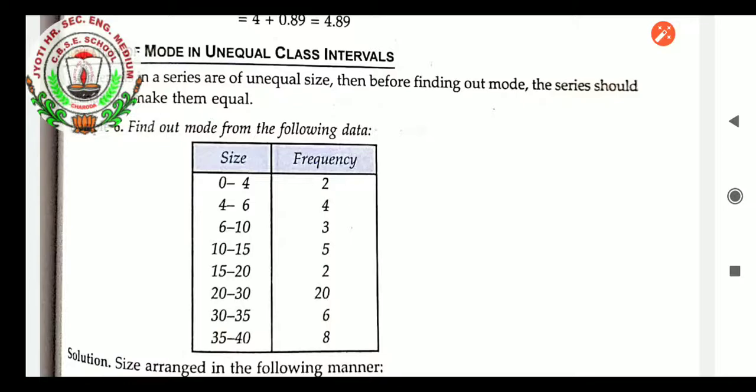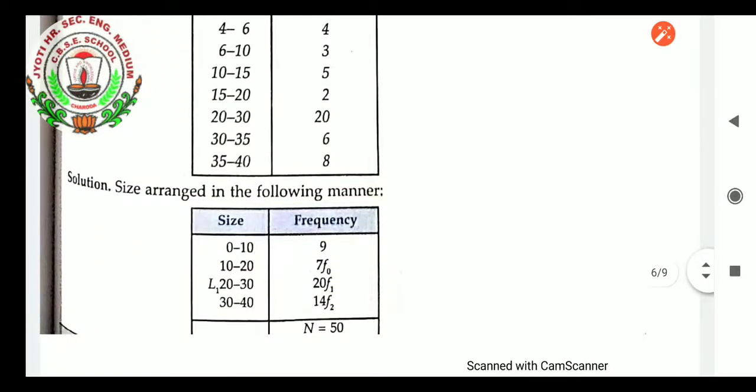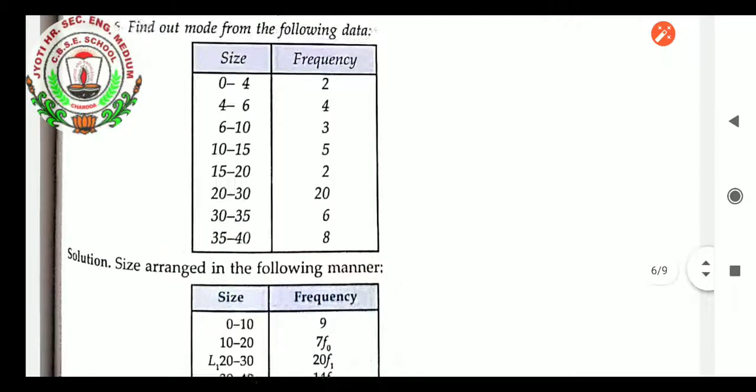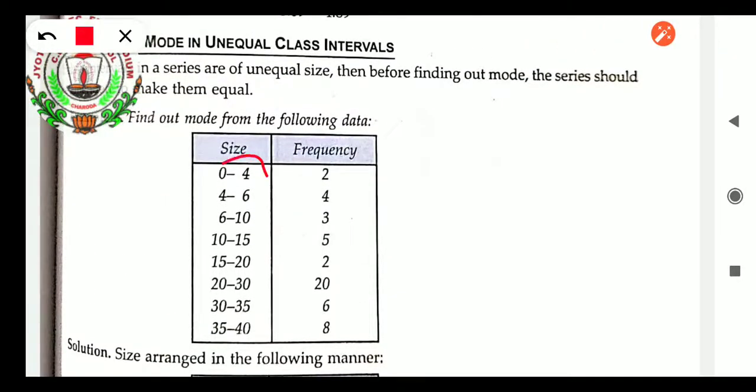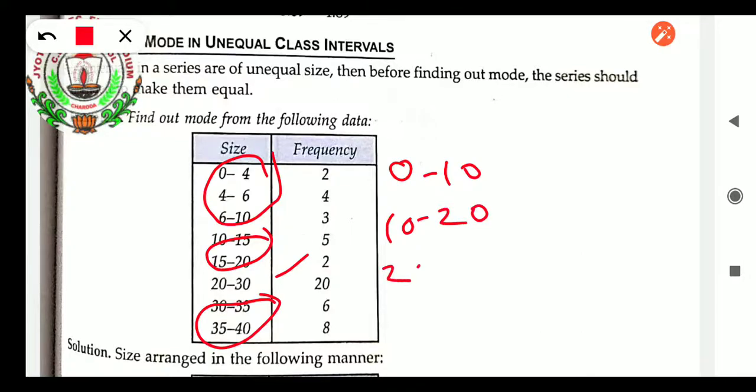In the median chapter we did not make any corrections; we used the median class and saw the i of that median class, but here something is different. The sizes are arranged in the following manner. How have we grouped them? We have taken a series of 10: 10 to 20, 20 to 30 is already there, and 30 to 35 we have made into this class. So it will be 0 to 10, 10 to 20, 20 to 30, 30 to 40.